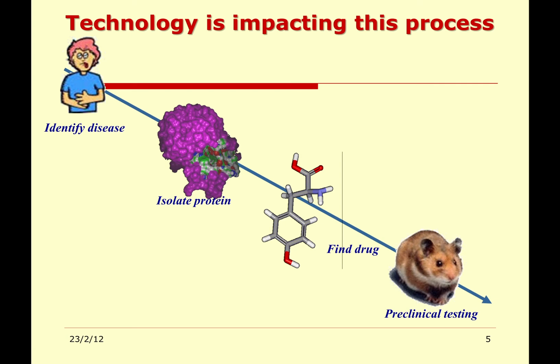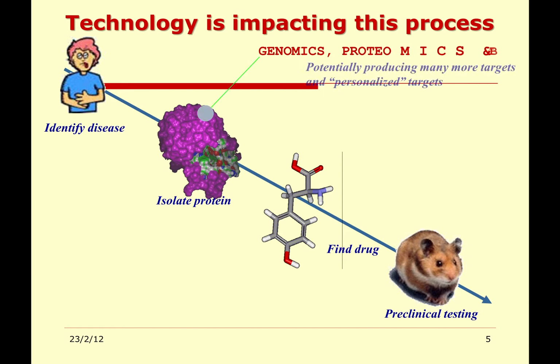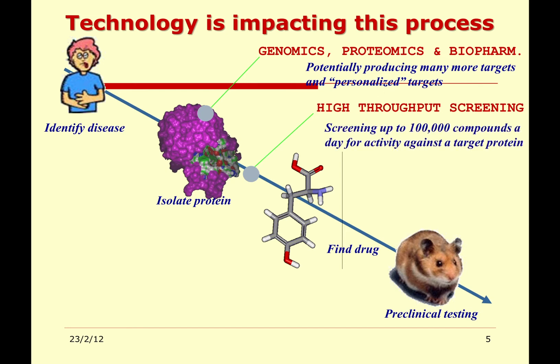Let us see what technology impacts this process. Identify the disease and then isolate the protein, where genomics, proteomics, and bioinformatics can be very useful to identify more accurate targets. Then through high throughput screening, you end up with a large number of compounds which can be tested on these targets. Also, computer-aided virtual screening can predict the activity by doing various in silico studies on these targets.